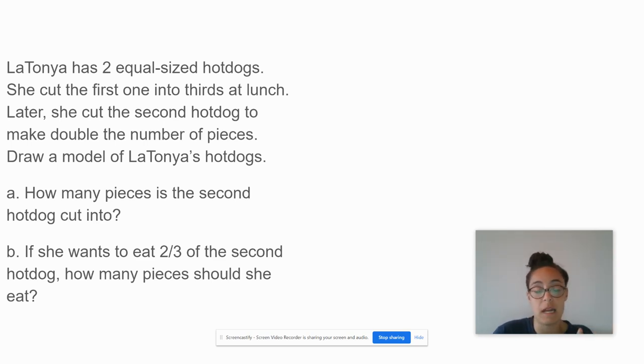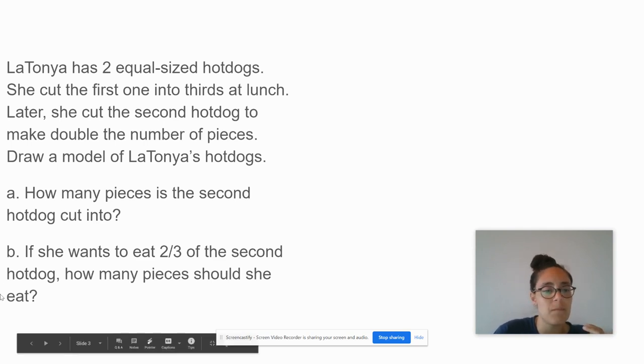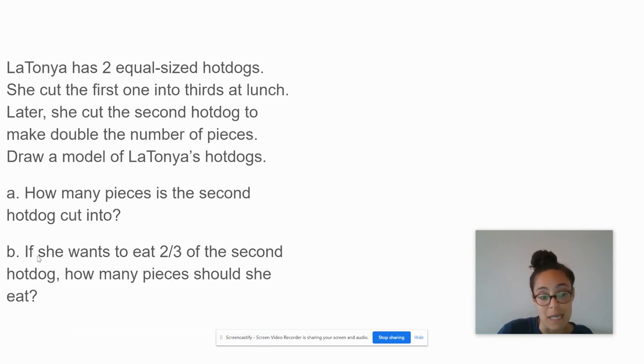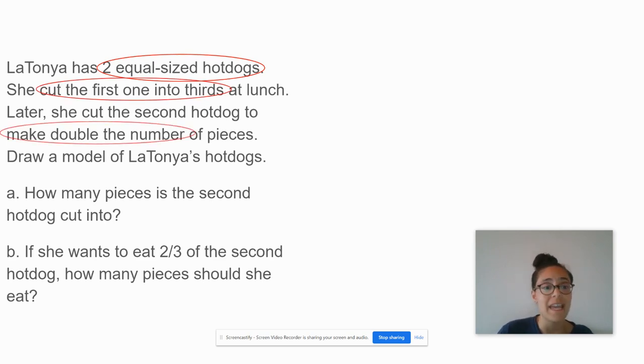So I have my word problem, and I want to first find out what exactly is the question asking. So A, how many pieces is the second hot dog cut into? And B, if she wants to eat 2/3 of the second hot dog, how many pieces should she eat? So I need to underline my work. And I know 2 equal-sized hot dogs is important. Next, she cuts the first one into thirds, and then she cuts the second to make double the number of the first one. So I'm going to draw 2 hot dogs to kind of get my picture going.